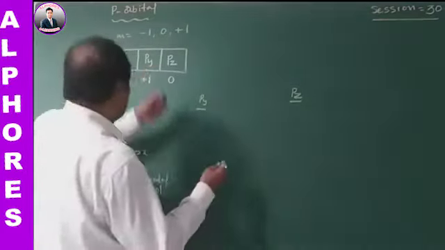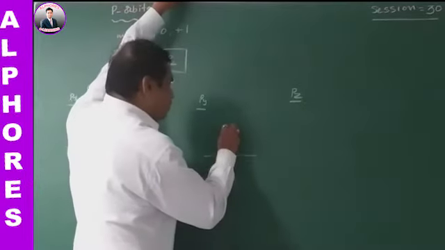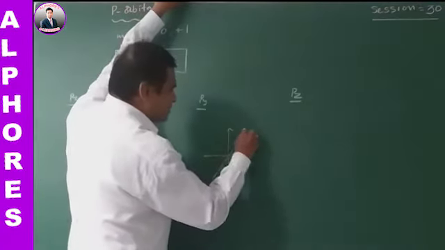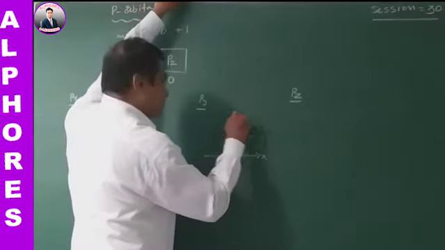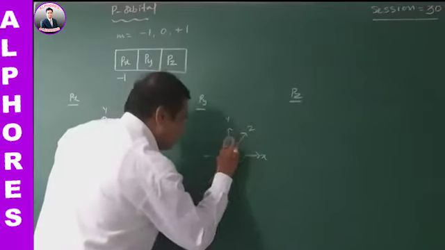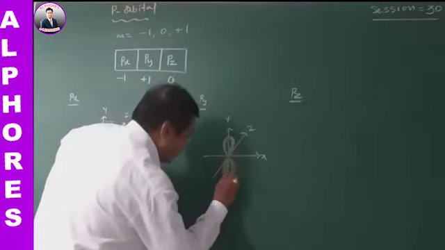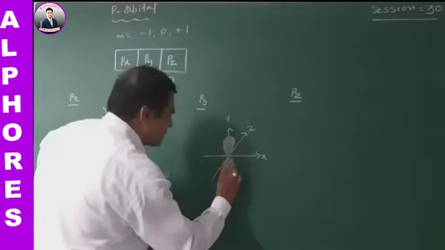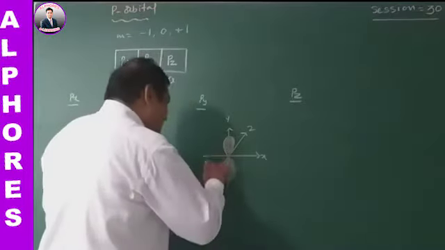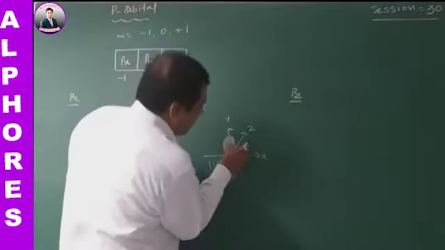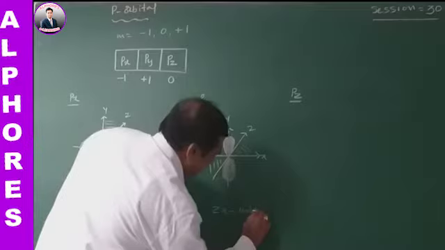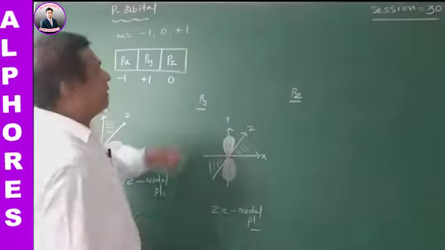Next, the py orbital. The p orbital in which the two lobes are oriented along the y-axis is called the py orbital. So this is the py orbital. Then the zx plane is the nodal plane for the py orbital.